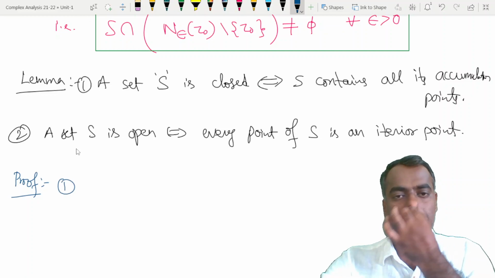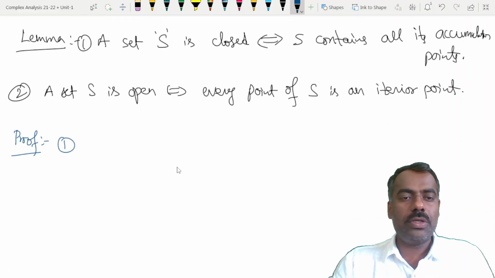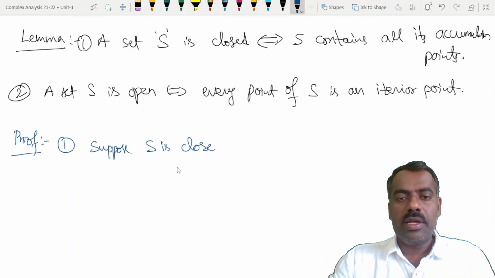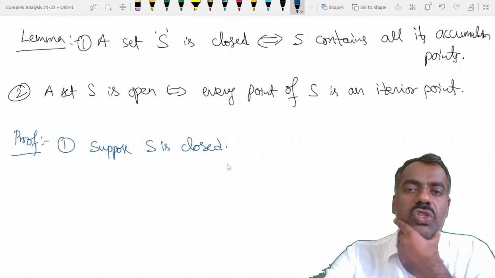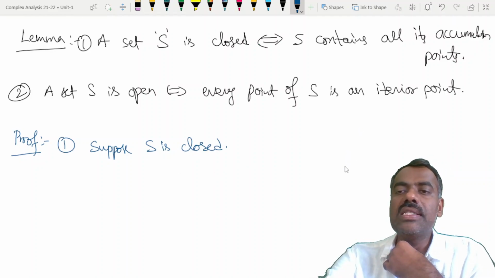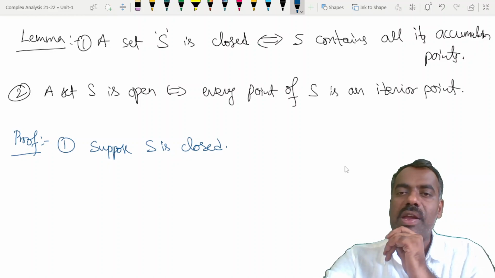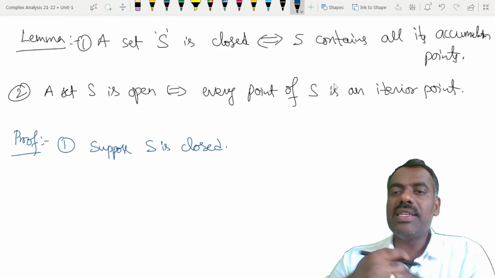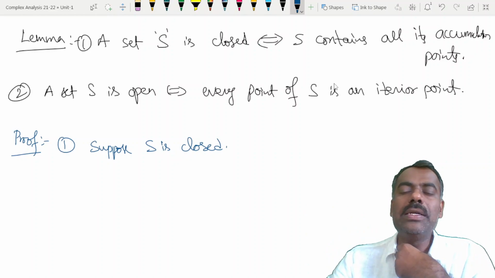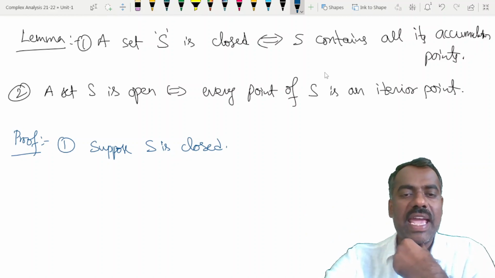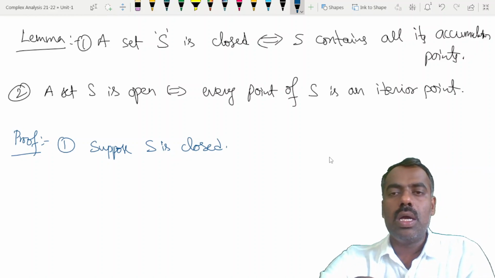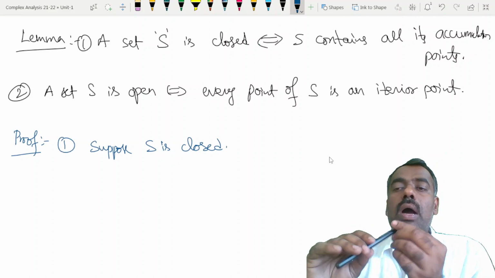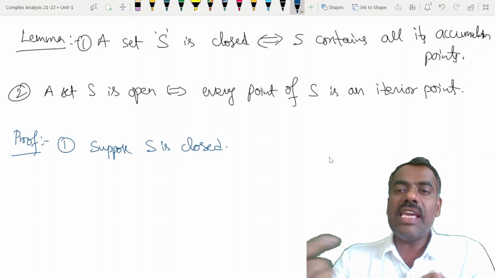We will prove one. Suppose S is closed. Then what we want to show is that S contains all its accumulation points. We'll prove this by contradiction. That means assume that there is some point which is an accumulation point but does not belong to S. Is that clear? So we want to prove that every accumulation point of S is in S.